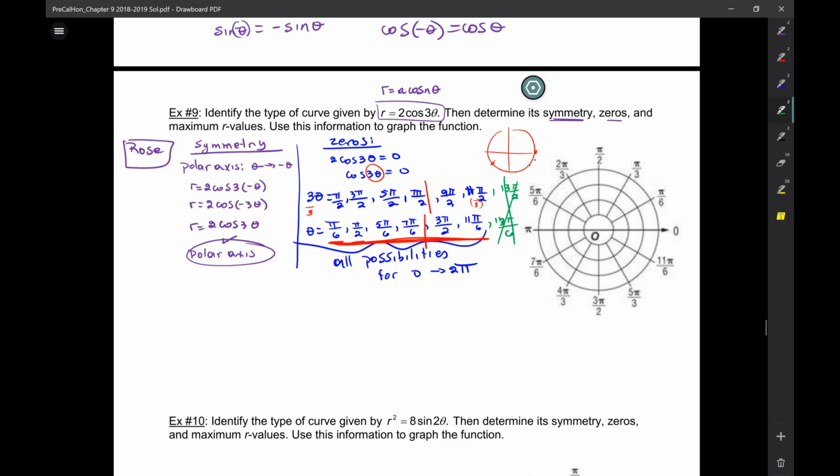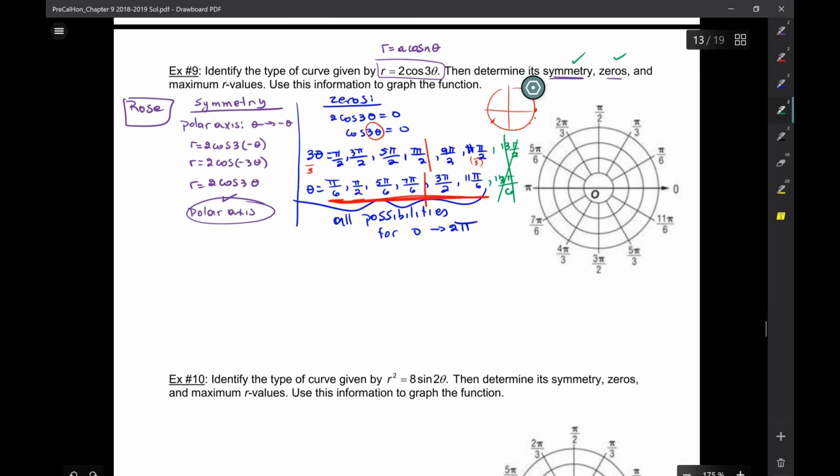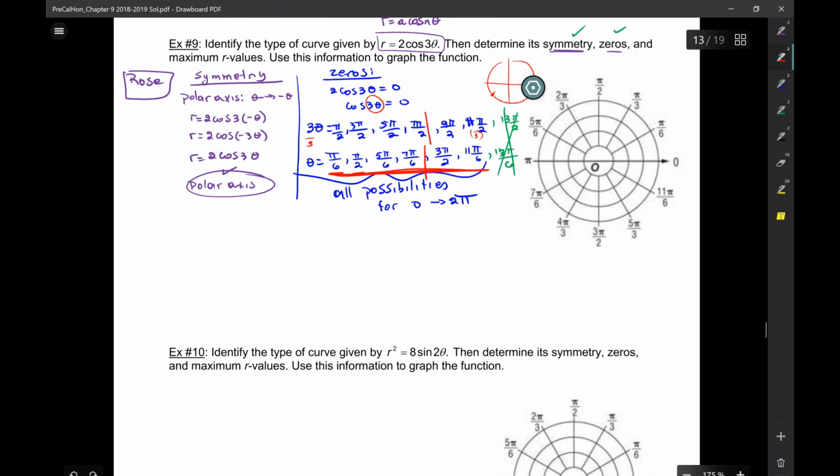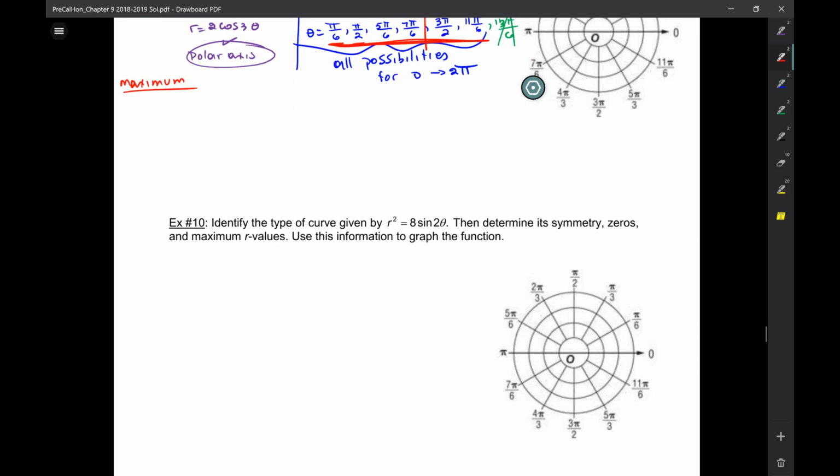All right. So we found symmetry, we found zeros. Okay, let's find maximum R values. All right, to find maximum R values, you need two things. First, you need the location. For what angle is this a maximum? Then you need the actual value of the radius, okay? So, first you need the location.